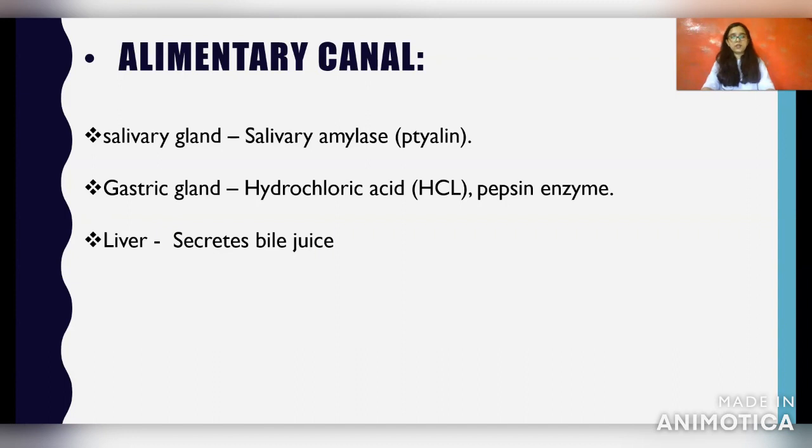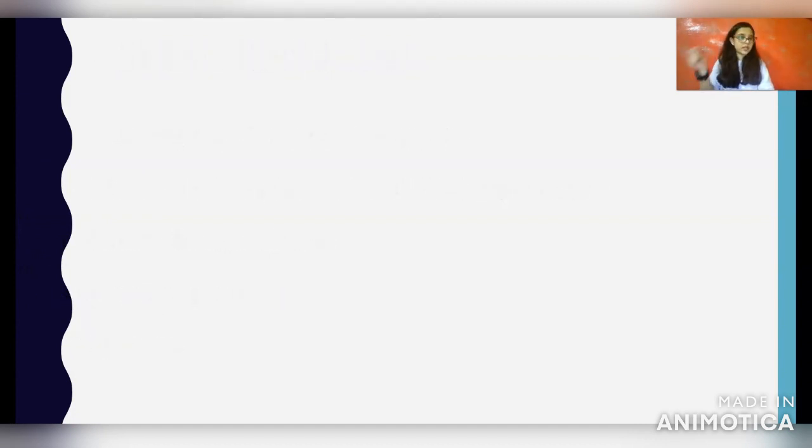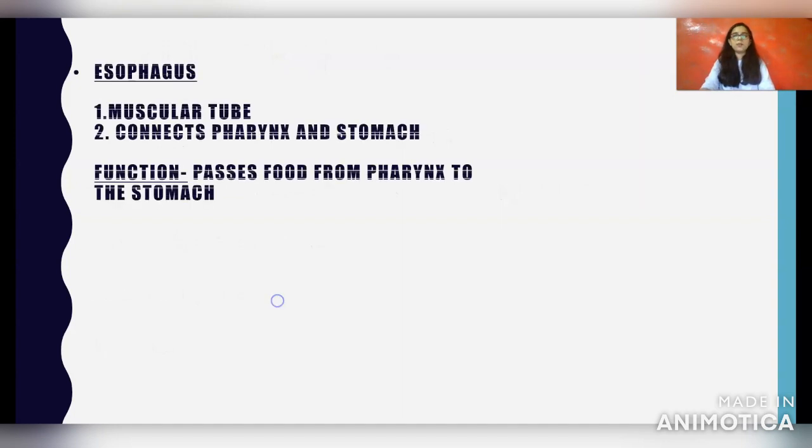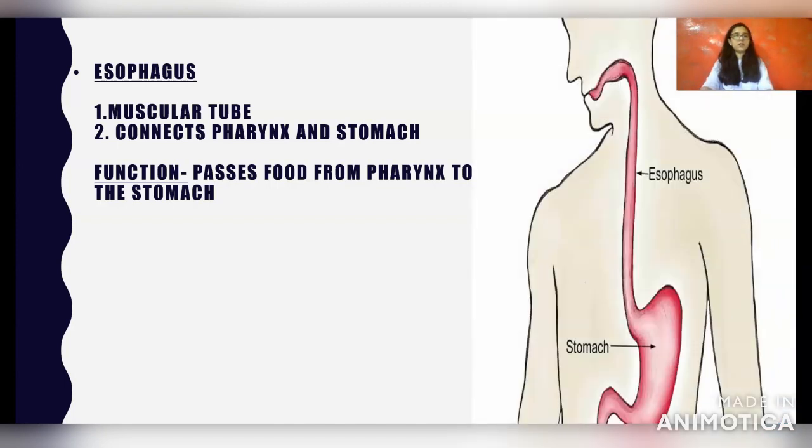Then next is the liver. The liver is just below our stomach. It secretes bile juice. Next are the intestinal glands, which also include the pancreas, secreting the pancreatic juice. Now, come back to the human digestive system.